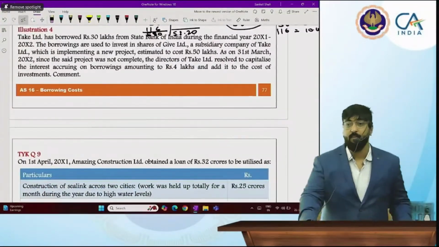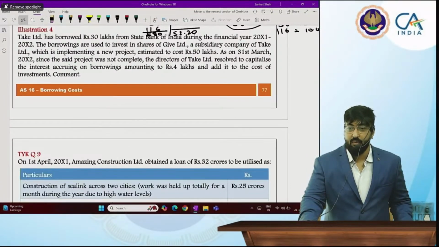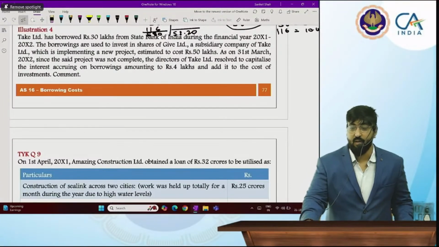Illustration 4. Sorry. Thank you. Thank you. Harshada Bhanushali.